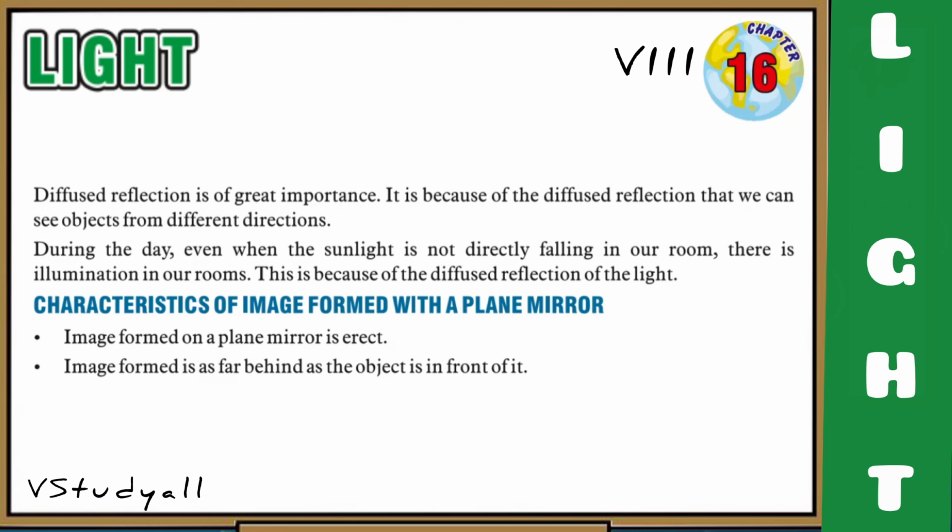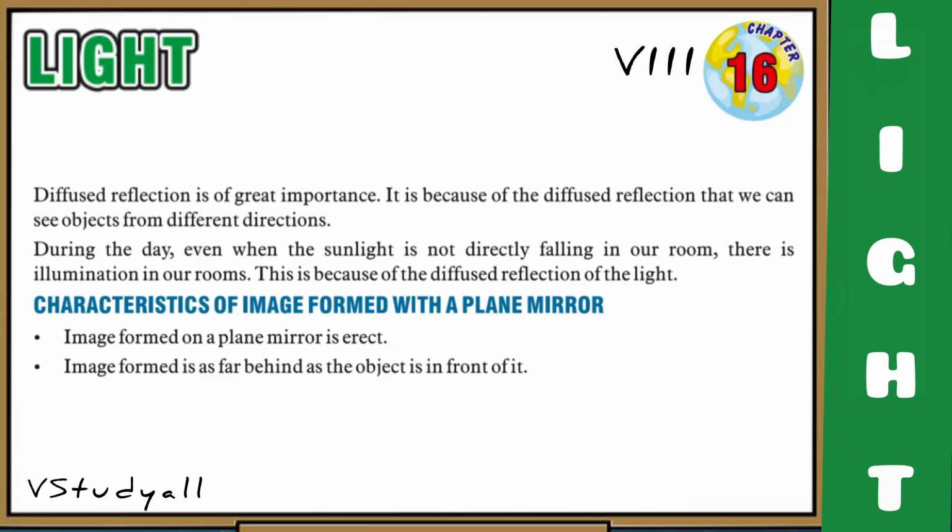Diffuse reflection is of great importance. It is because of the diffuse reflection that we can see objects from different directions. During the day, even when the sunlight is not entirely falling in our room, there is illumination in our rooms. This is because of the diffuse reflection of the light.